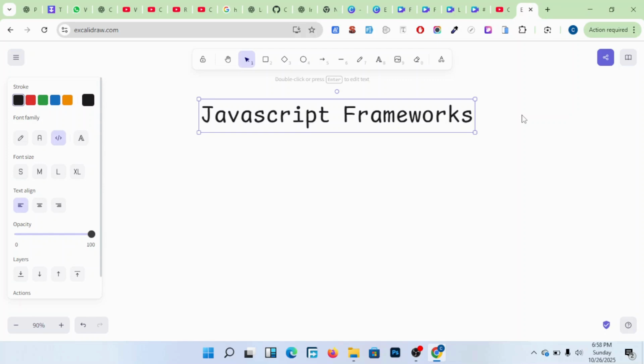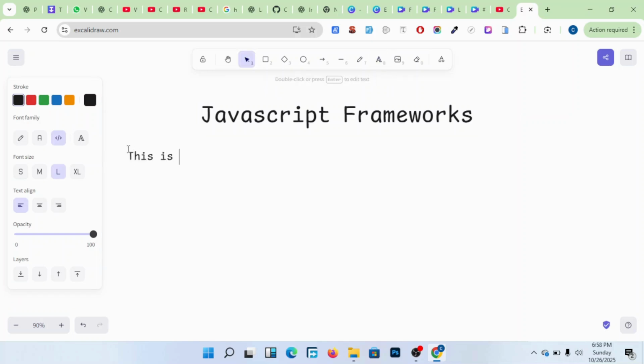A JavaScript framework is a ready-made structure.